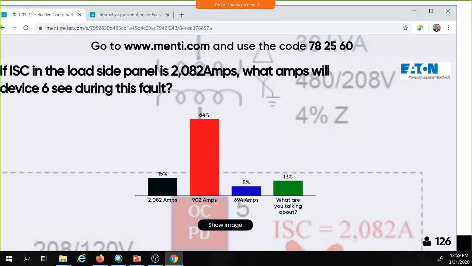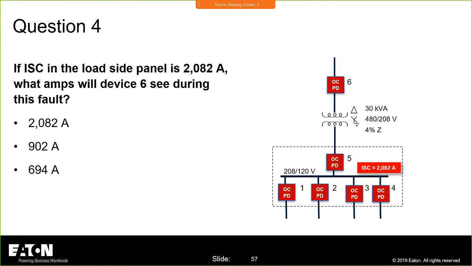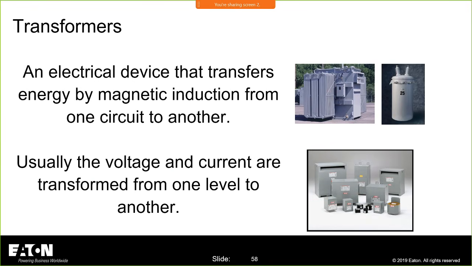So I'm not sure the right answer here myself, so let's do this. We're going to take 2082, multiply that by 208, and divide that by 480, and I get 902.2, so the right answer is 902 amps, which was 65% of the respondents. So you guys feel good about yourself there because you got that one right. 902 amps.